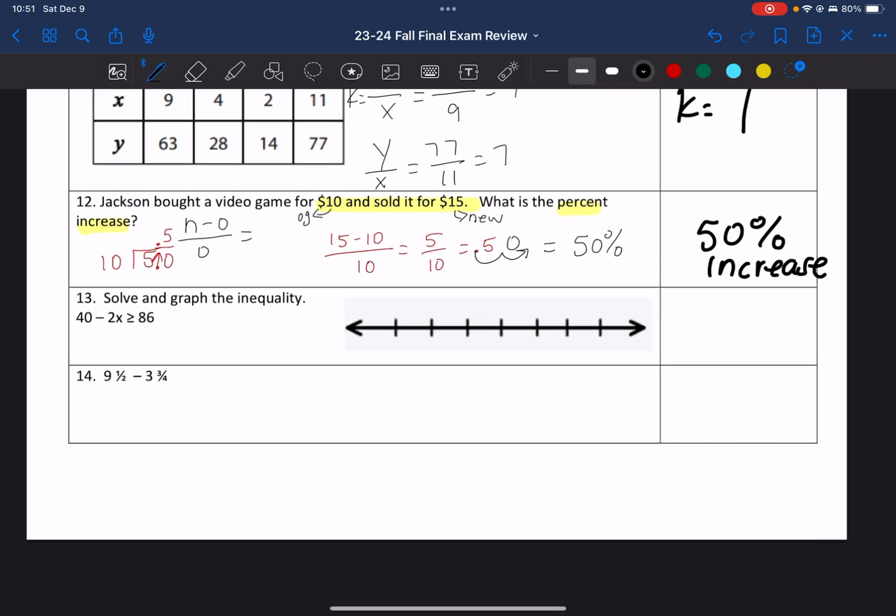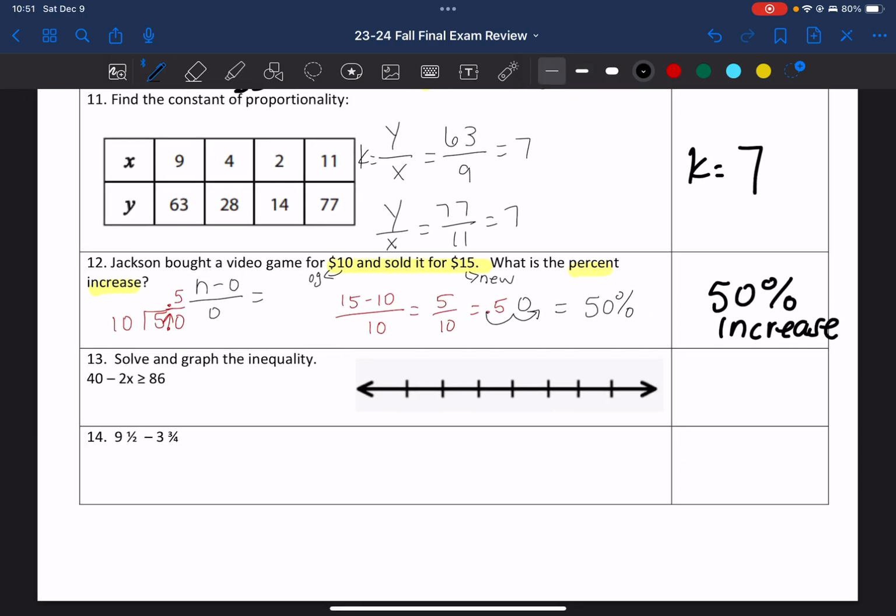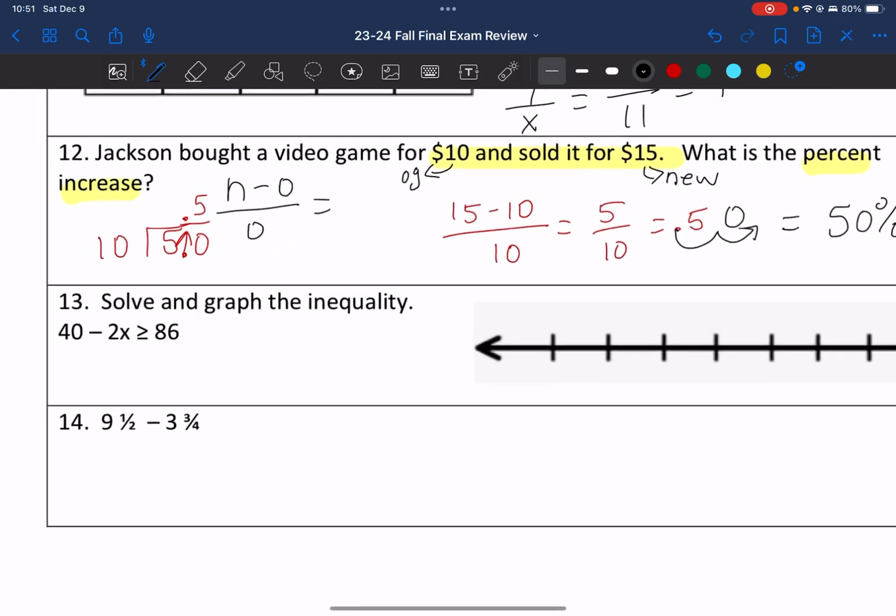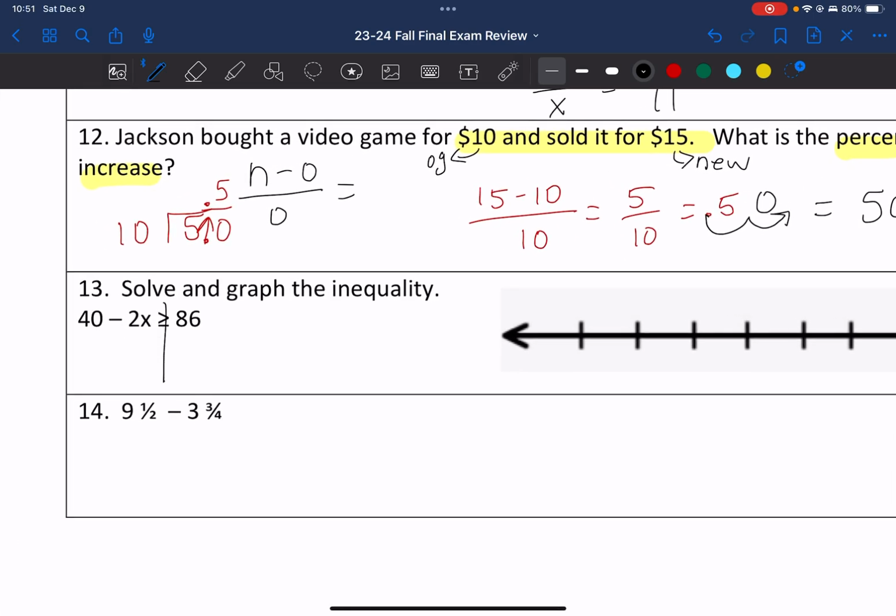Pause if you need to. Solve and graph the inequality. So here, I'm going to subtract 40 on both sides. 86 minus 40 is going to be 46. I'm going to bring this down and the negative 2x, and then I'm going to divide by negative 2. I'm going to rewrite my final answer over here to the side.